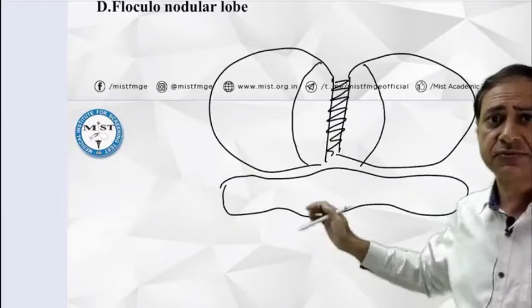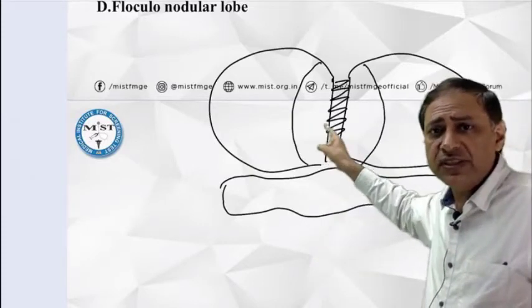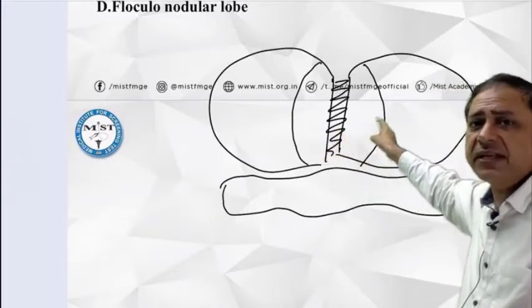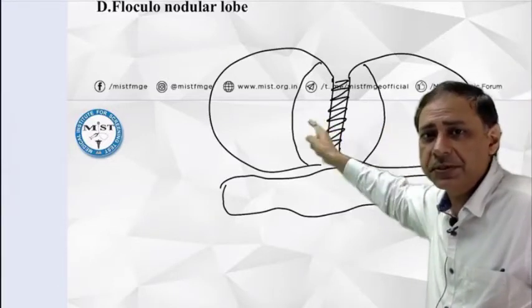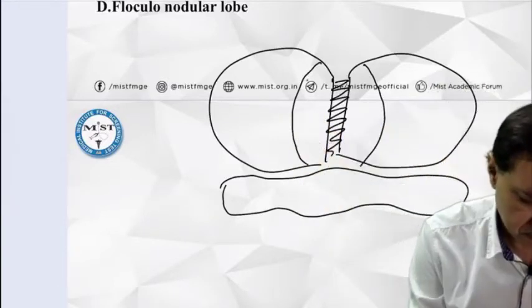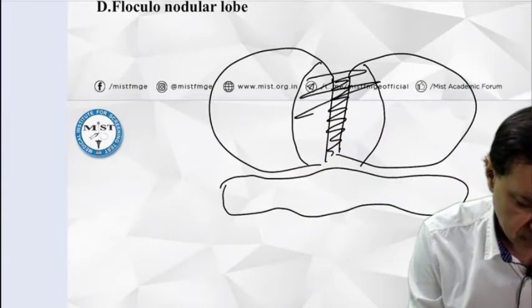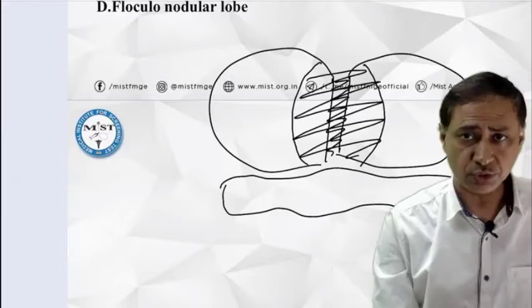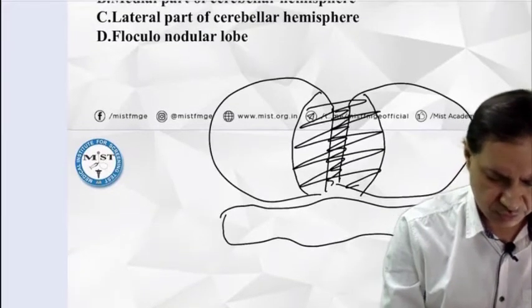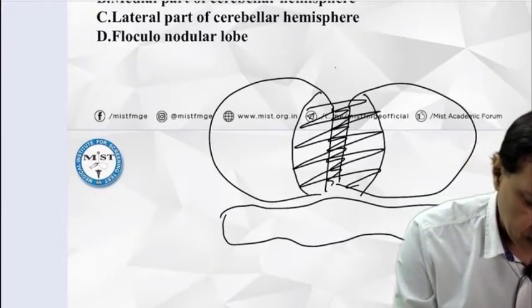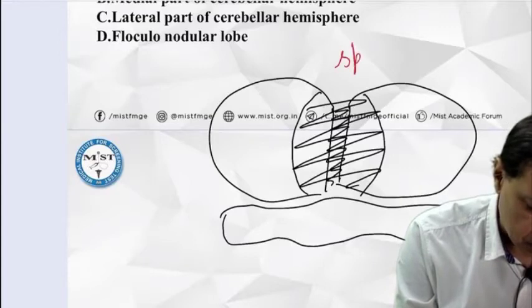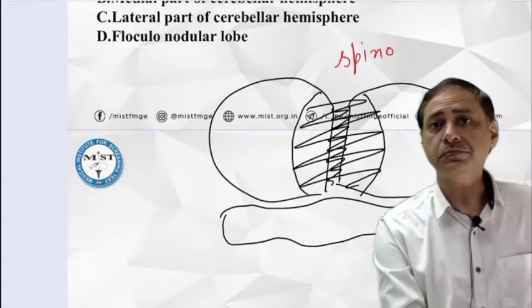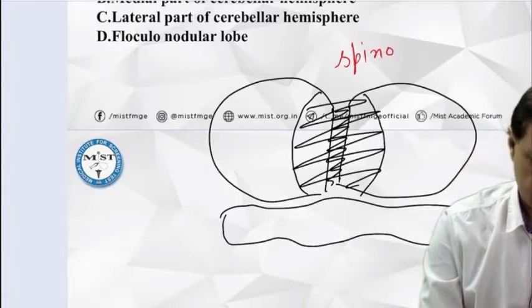Now the cerebellum is divided as follows. The vermis along with the medial part of the cerebellar hemisphere, this portion, what is this known as? This is known as the spinocerebellum.